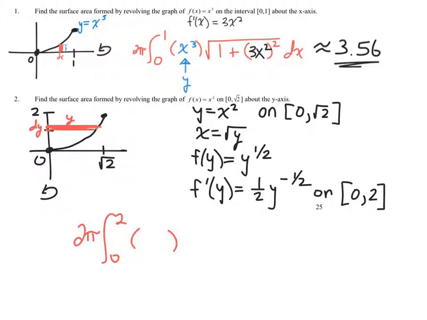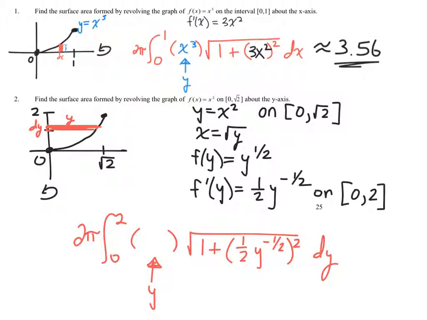The radius, which is some y distance, and this is the nice aspect of this, I'll get to that in a sec, multiplied by the square root of 1 plus 1/2 y to the negative 1/2 quantity squared dy. All right.